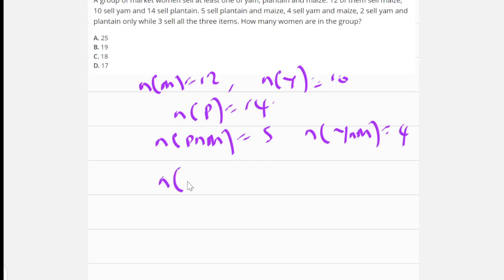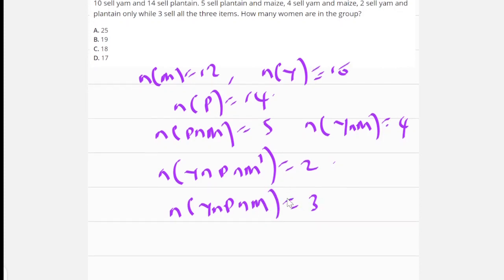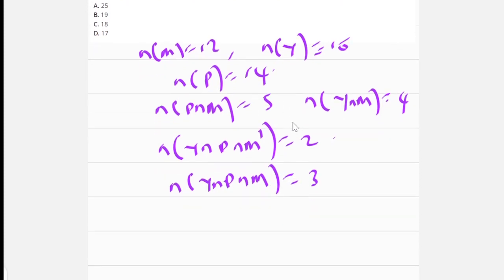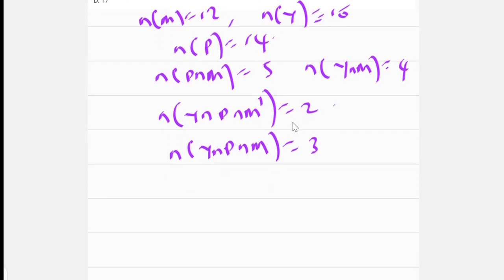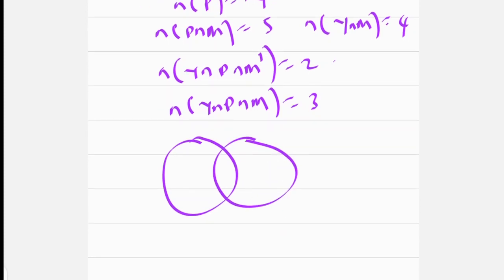2 sell yam and plantain only, that is maize is not there. That is 2. While 3 sell all the 3 items, number of yam intersection plantain intersection M is equal to 3. So how many women are in the group? You don't need to stress yourself. If I were you, just draw your Venn diagram first. You are going to have 3 circles since we have 3 sets. Is that okay?